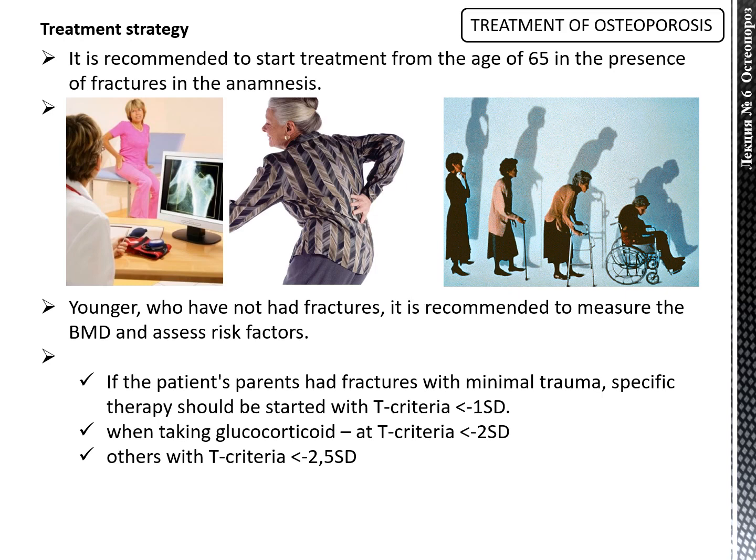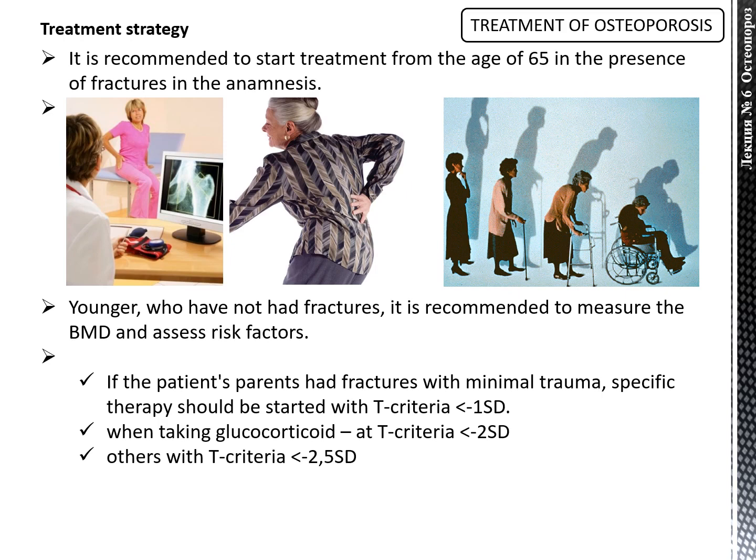If the patient's parents had fractures with minimal trauma, that is, there were fractures which a person can now retrospectively associate with the osteoporosis that the parents have, then specific therapy should be started when the T criterion is reduced to the figures of osteopenia, without waiting for the development of osteoporosis, that is, with figures less than -1.